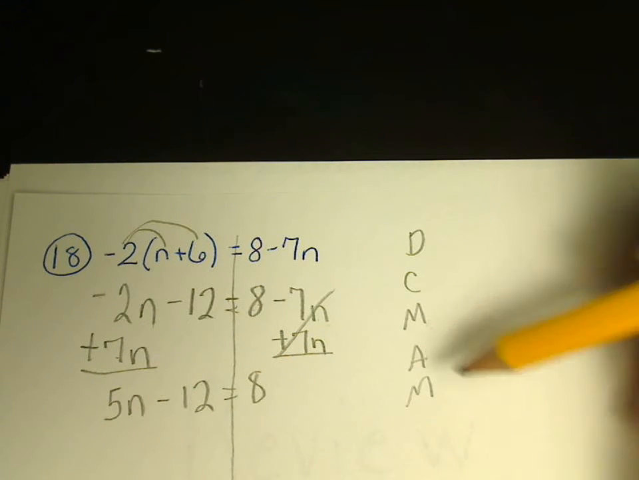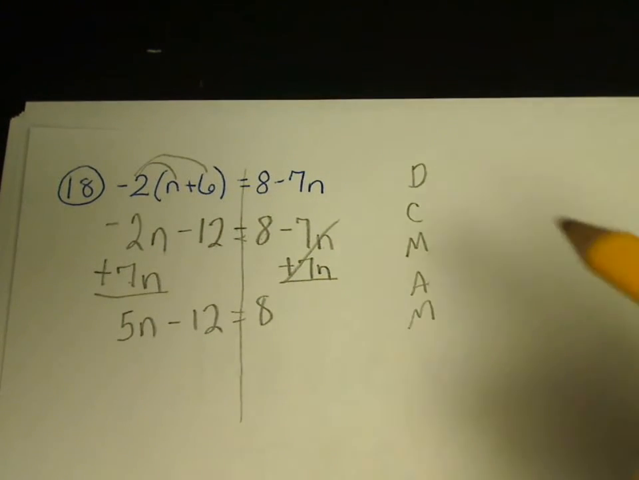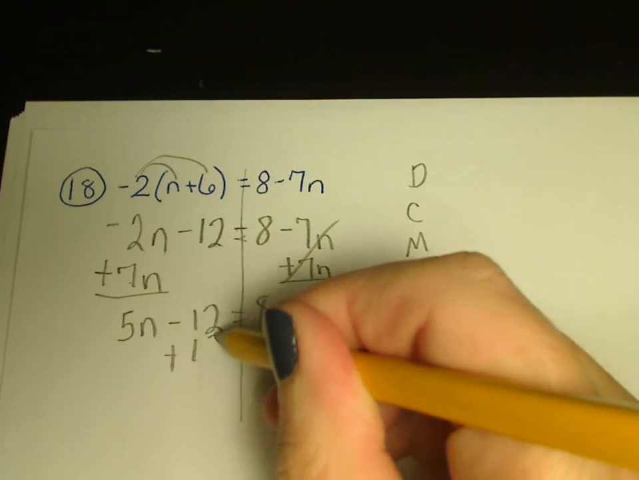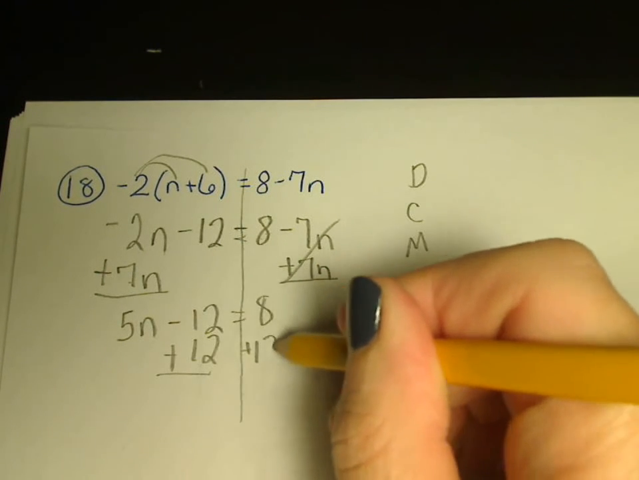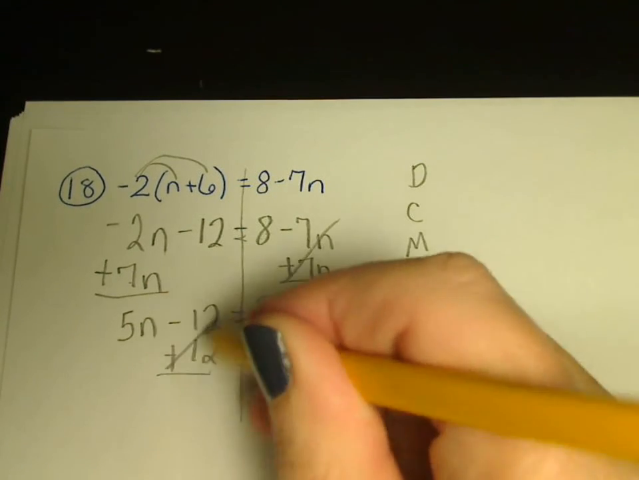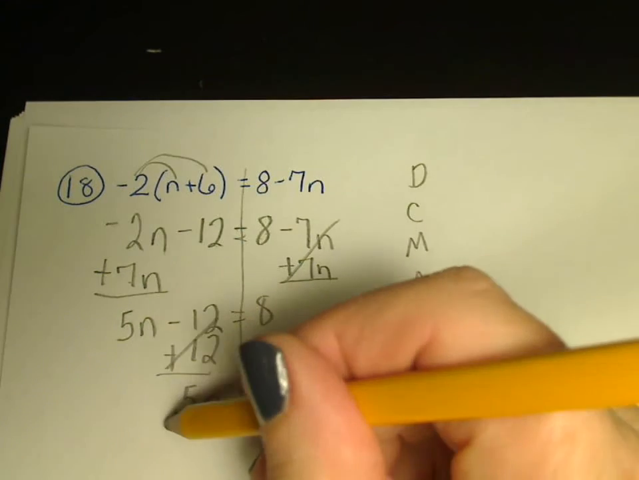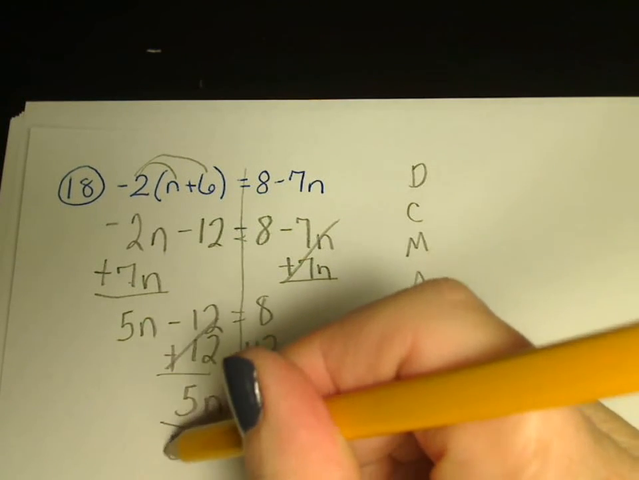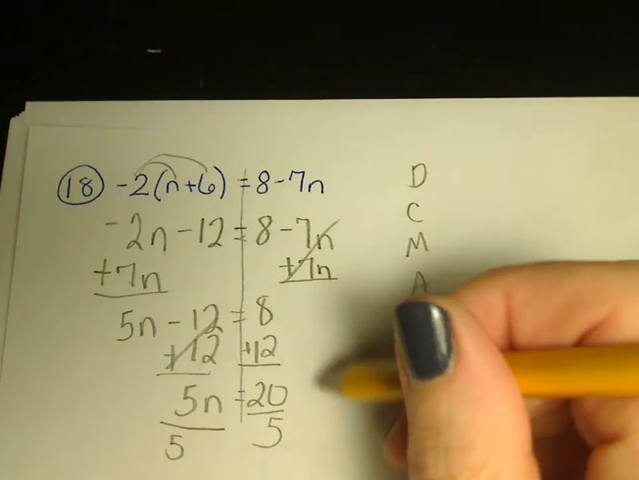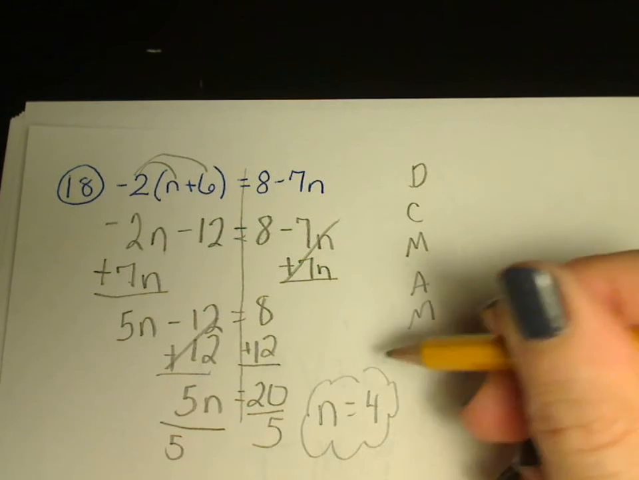Now I'm at A, which is the inverse of adding or subtracting. So I'm going to add 12 to both sides. And this is a one-step equation. So my last step is to divide by 5. And then I end up getting n is equal to 4.